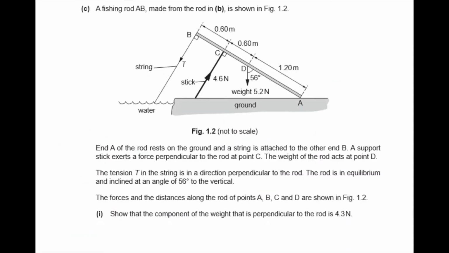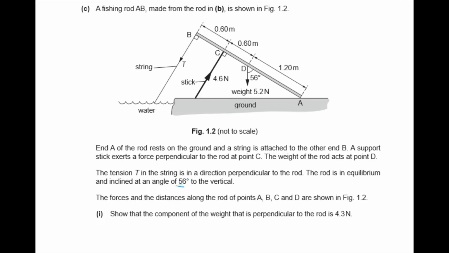1C, a fishing rod AB made from the rod in B as shown in figure 1.2. So this is the rod. The tension T in the string is in the direction perpendicular to the rod. The rod is in equilibrium and inclined at an angle 56 to the vertical. The forces and the distance along the rod of points A, B, C, and D are shown in figure 1.2.